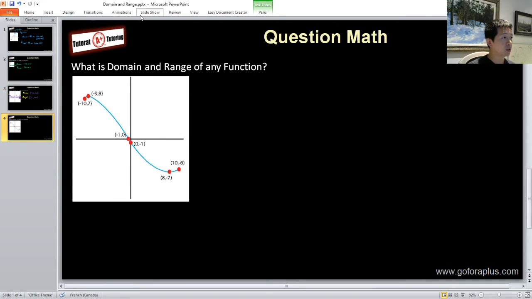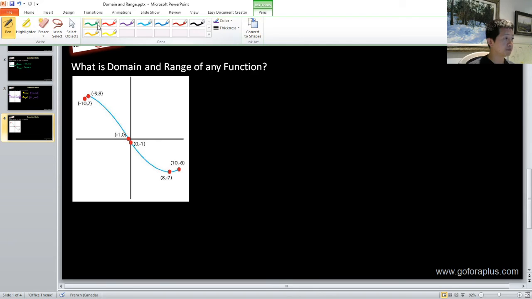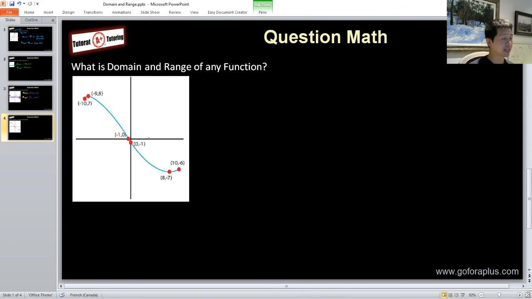Now the last example here is to see what the possible x value and possible y value are. The domain, the possible x values, is from -10 until 10. We always look at the x-axis. So -10 to 10, and we include both of them because they are solid points. If it's not a solid point, if it's an empty dot, then you have to exclude it.